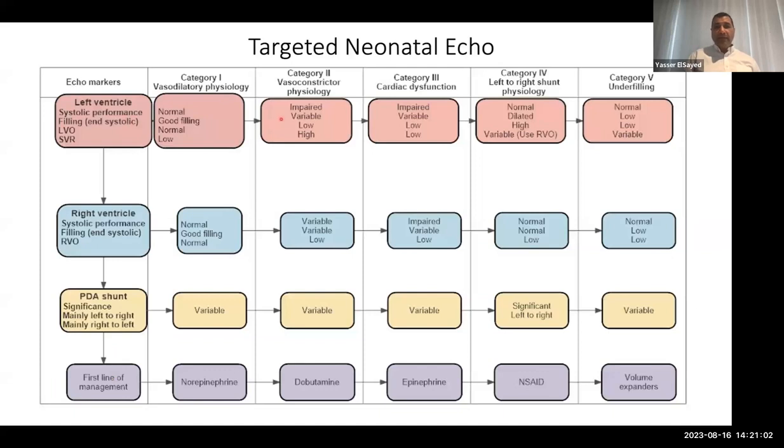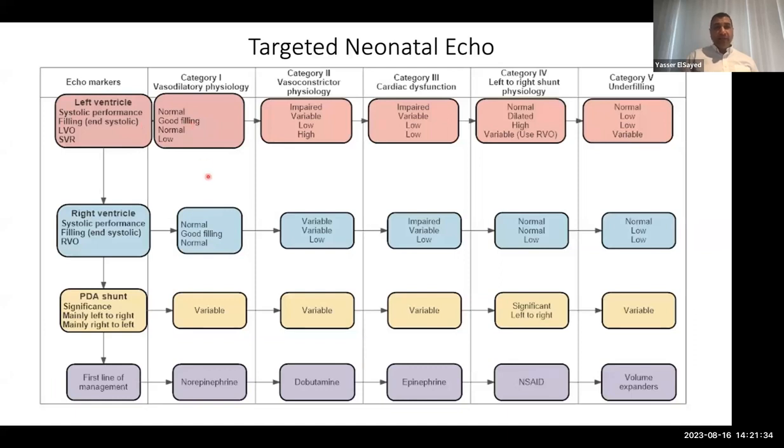Then you can categorize 5 categories of hemodynamic instability based on the echo: vasodilatory physiology, vasoconstrictor physiology, cardiac dysfunction, left-right shunt physiology, and underfilling of the heart. And for each one of them, there is a specific targeted treatment. We cannot just consider dobutamine or dopamine for everyone, blindly or empirically.